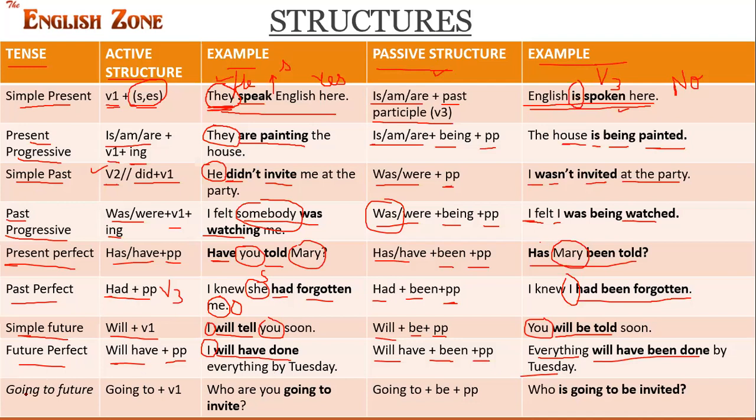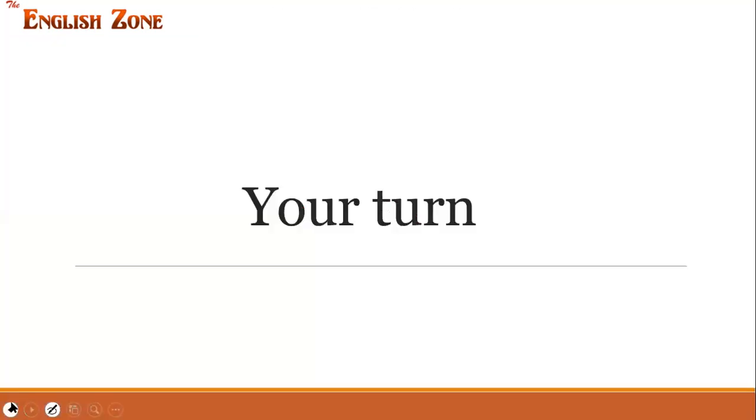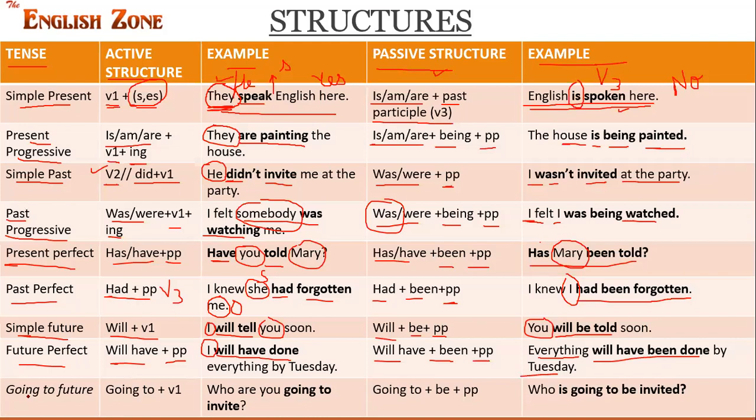Now going to plus future. Going to plus first form of the verb. Who are you going to invite? तुम किसको invite करने वाले हो? Who are you going to invite?